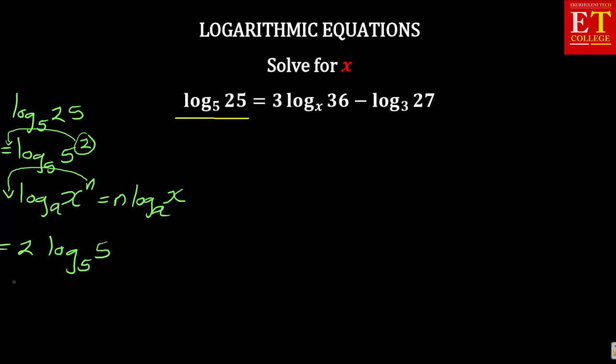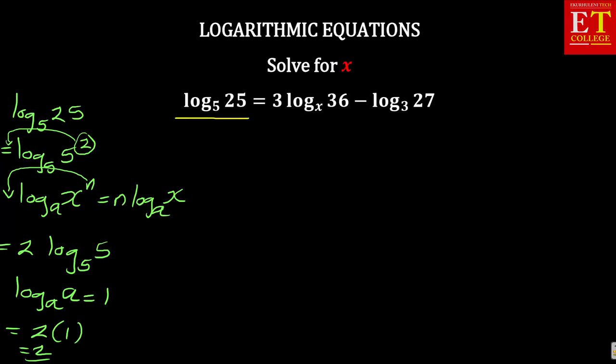Now also remember the law which says log in base a of a, if the number and the base are the same, you get a 1. So in this case, you're going to have 2 into 1. In other words, this is a 2. So log base 5 of 25 is a 2. Similarly, you can play around with log base 3 of 27.